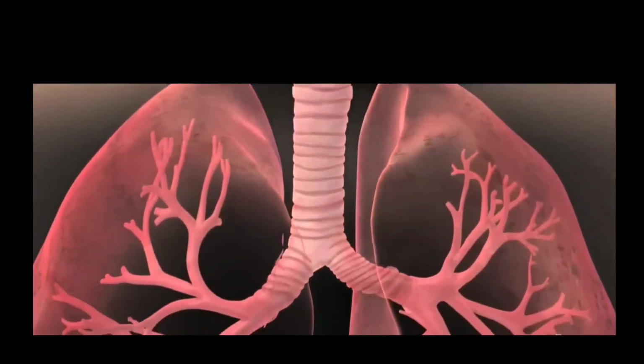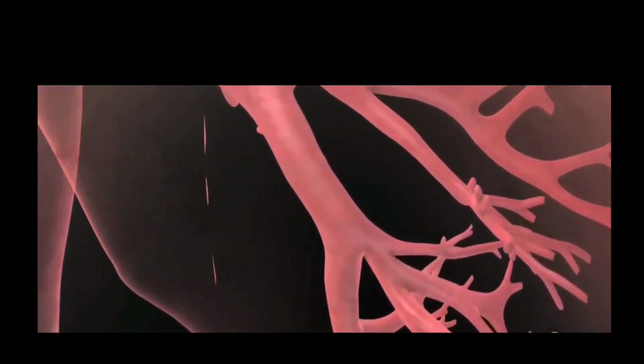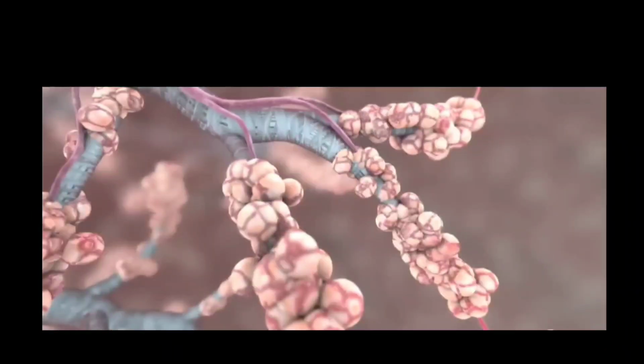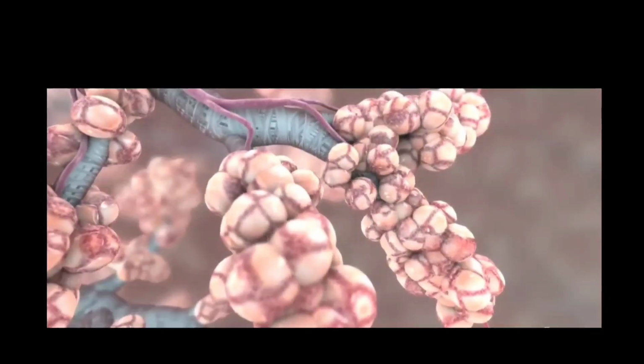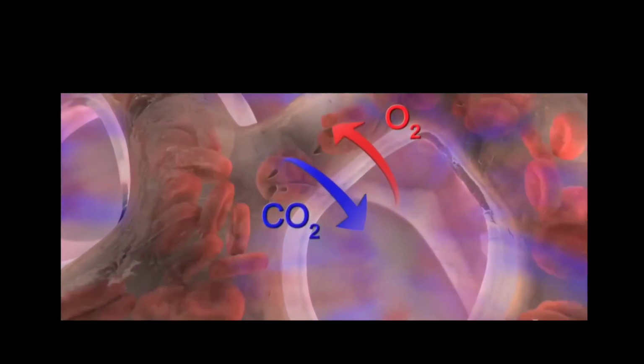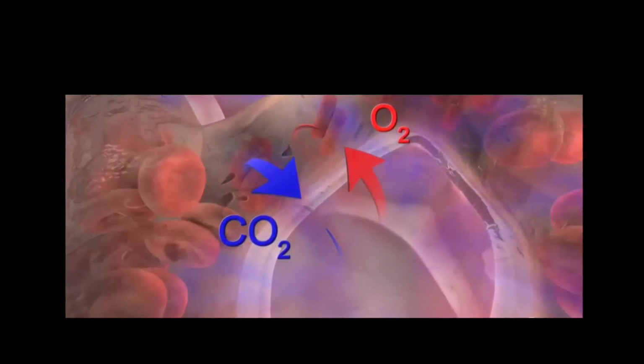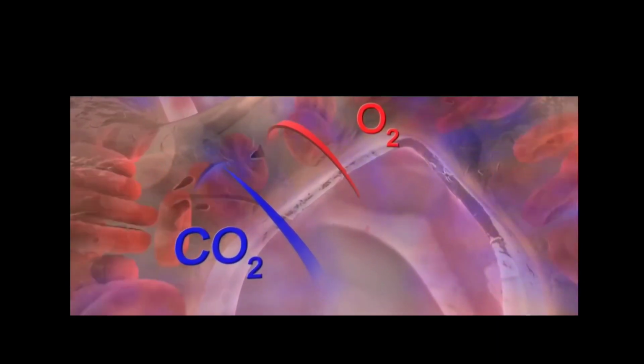When you breathe in, air goes into the lung tissue called alveoli, where gas exchange occurs. This means oxygen present in the inhaled air passes into the blood and carbon dioxide comes out of the blood, and when you exhale, it comes out of the body.